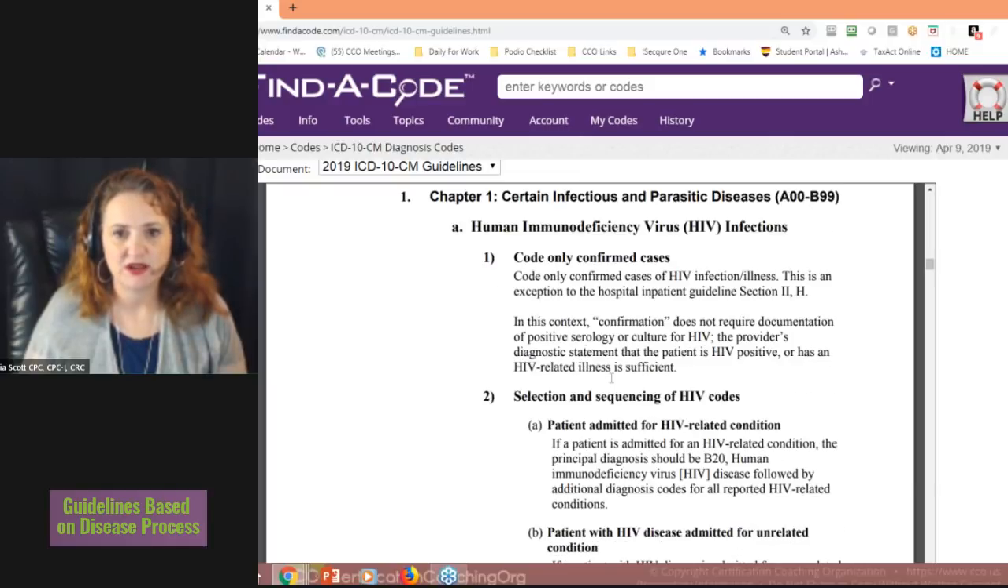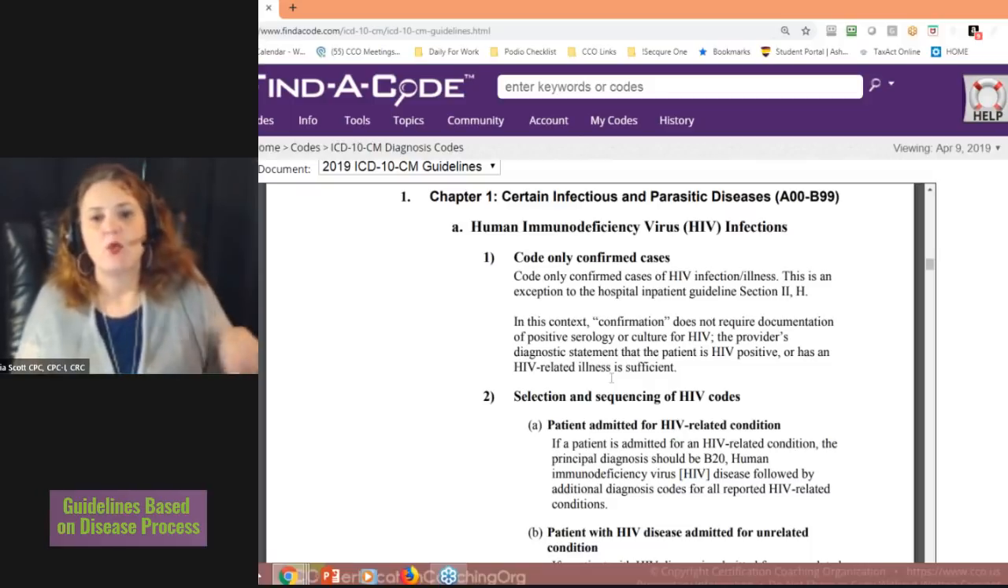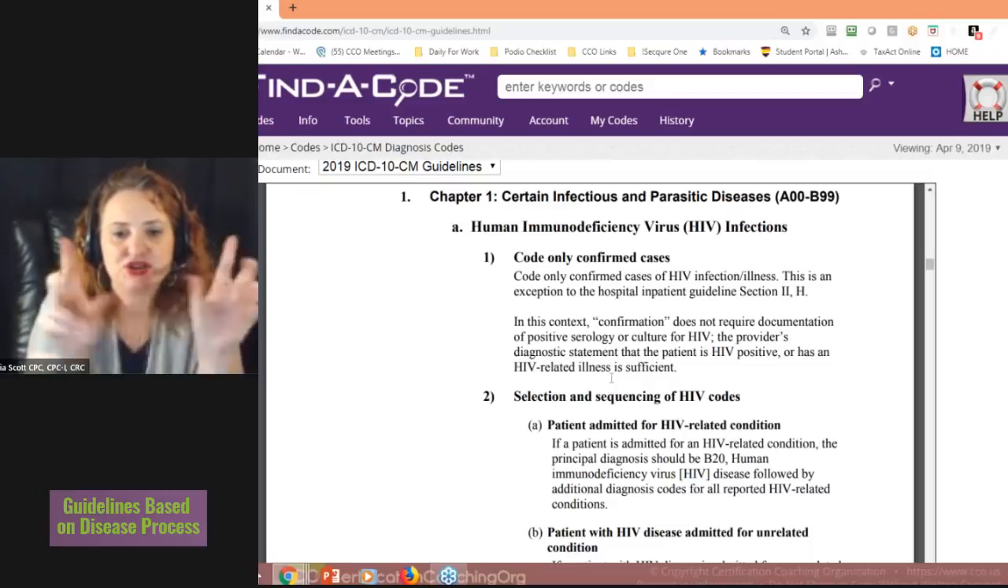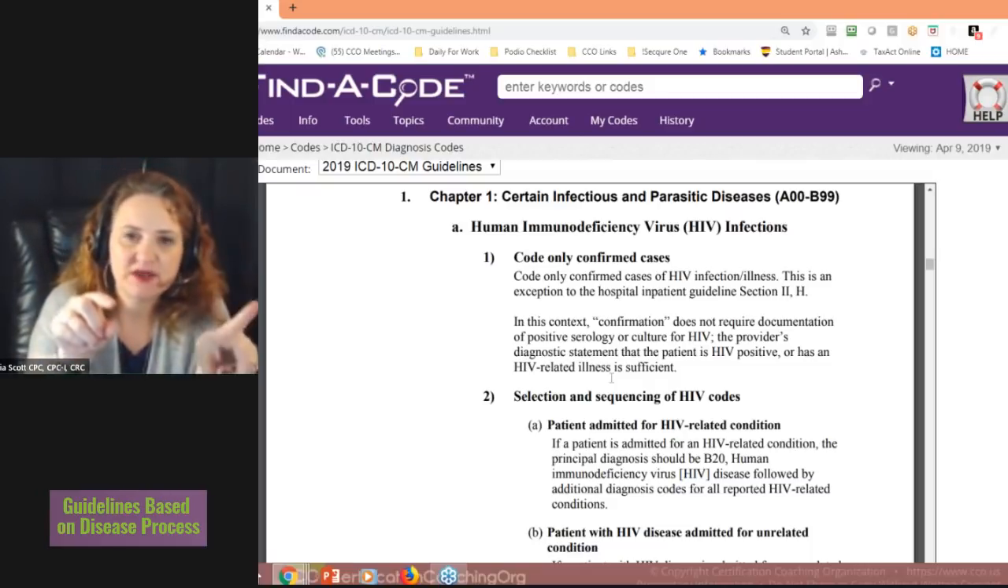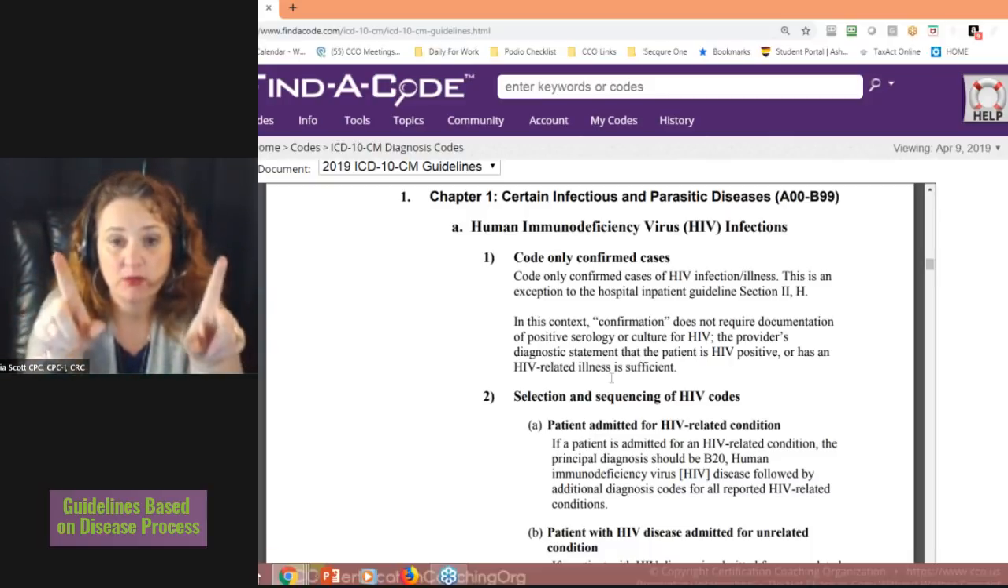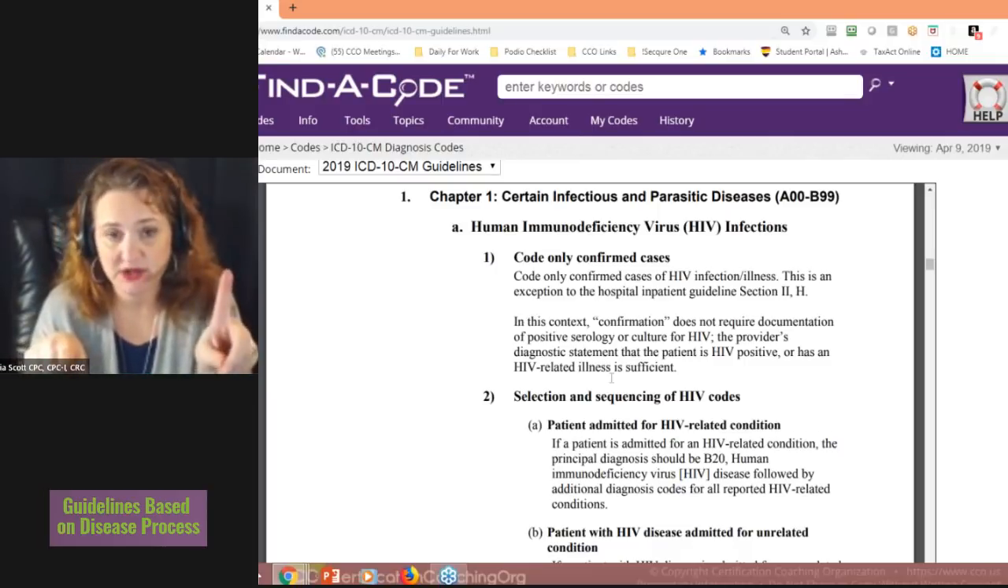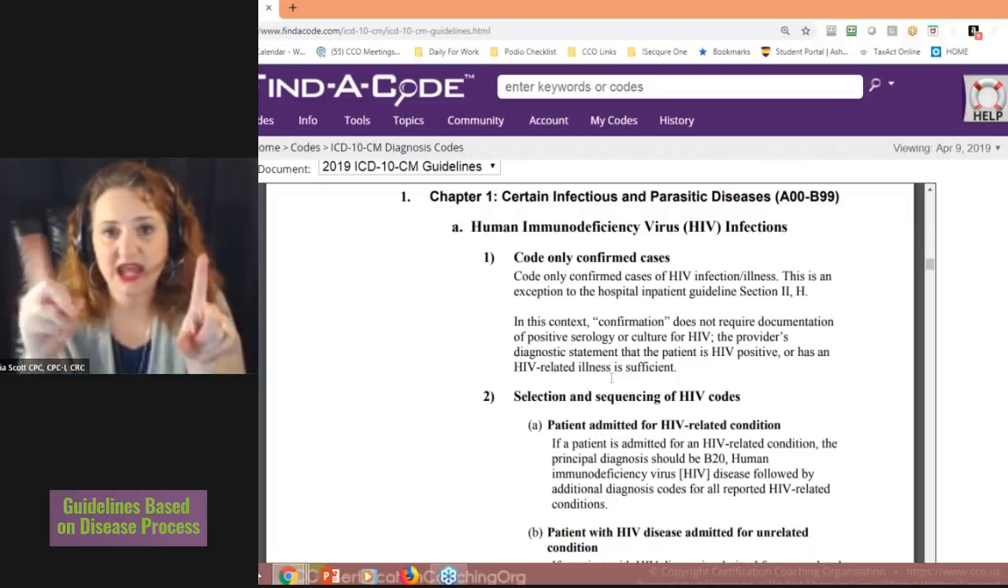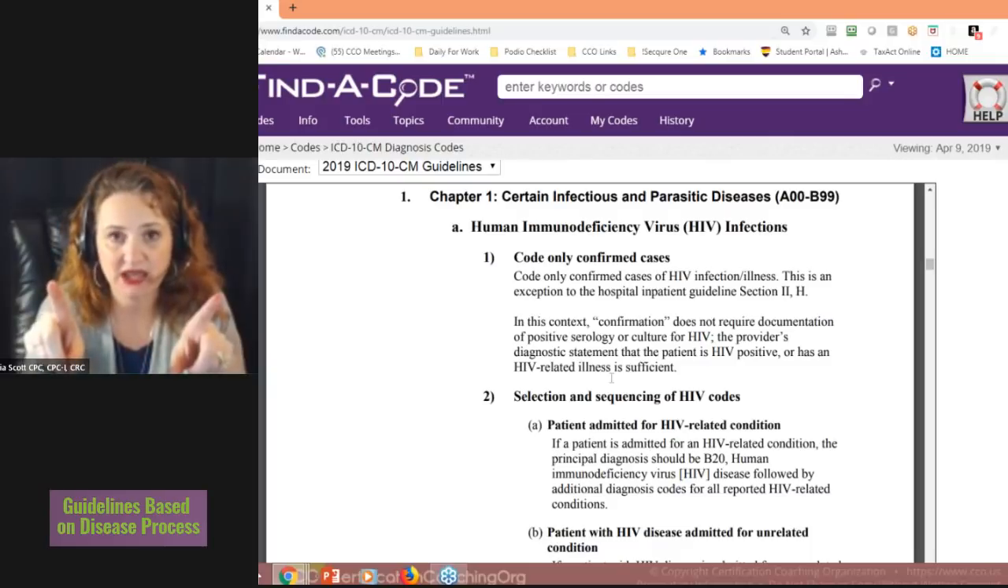Okay, we do need to cover HIV, though. It follows the disease process. Why do they tell us there's two codes? You can be HIV positive and you can have AIDS. They're not the same disease. What happens is the HIV virus, meaning you're HIV positive, you've been tested and you tested that you have this virus in your system, it can turn into AIDS, which is a different disease or a different condition. It is escalated into AIDS, right?